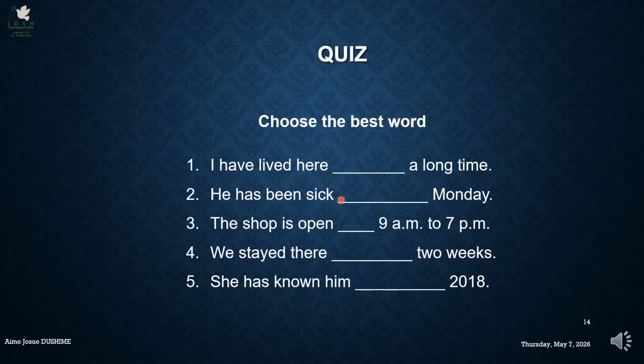Choose the best word. I have lived here dash dash a long time. He has been sick dash dash Monday. The shop is open dash dash 9 a.m. to 7 p.m. We stayed there dash dash 2 weeks. She has known him dash dash 2018.